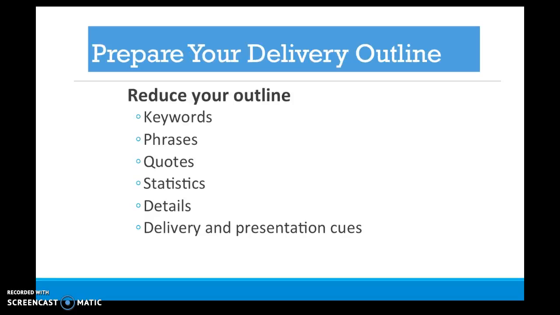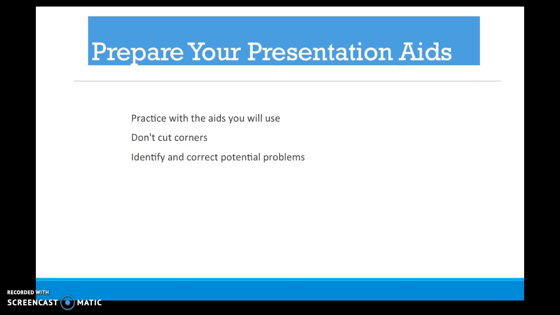So reduce your preparation outline down to just those hints that will remind you what you want to say. If you include too much detail, you will be prone to reading it, thus avoiding eye contact with your audience. And then obviously the next 2 speeches will have PowerPoints, so you'll want to prepare your presentation aids. Visual aids should be practiced beforehand, and make sure they work and are timed correctly, especially with your videotaping.